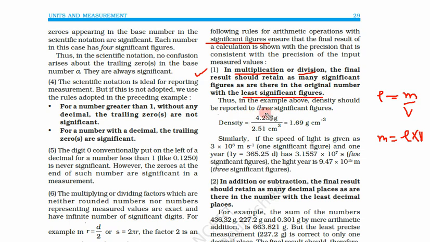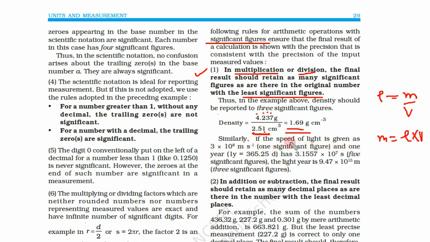First we measure the mass. Mass has 4 significant figures and volume has only 3: 1, 2, 3. So when we divide, we will report after the division only 3 significant figures, 1, 2, 3, because this one has the least significant digits. So we will report up to only the third digit.